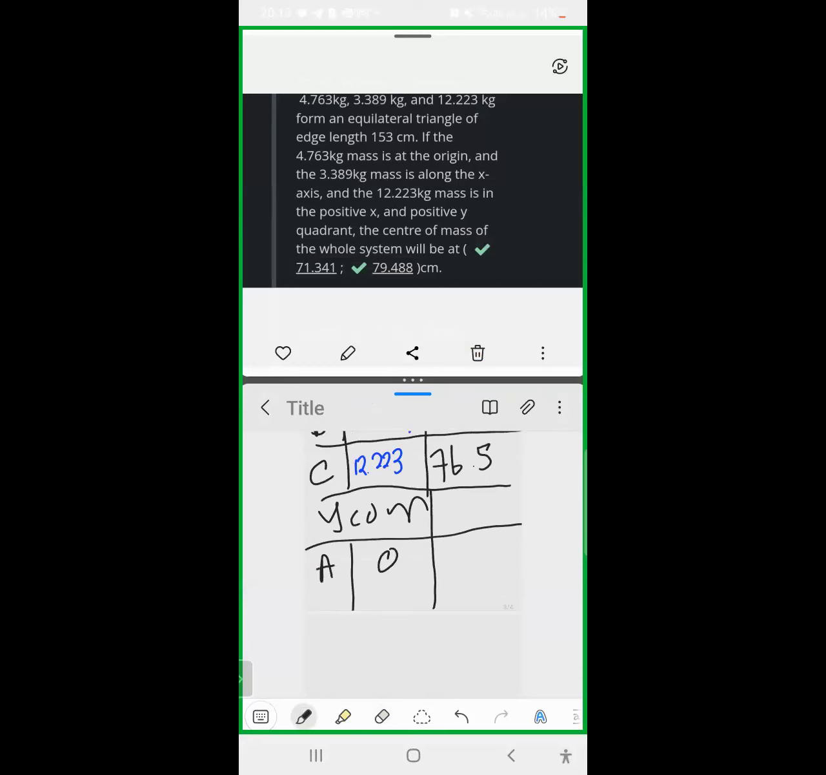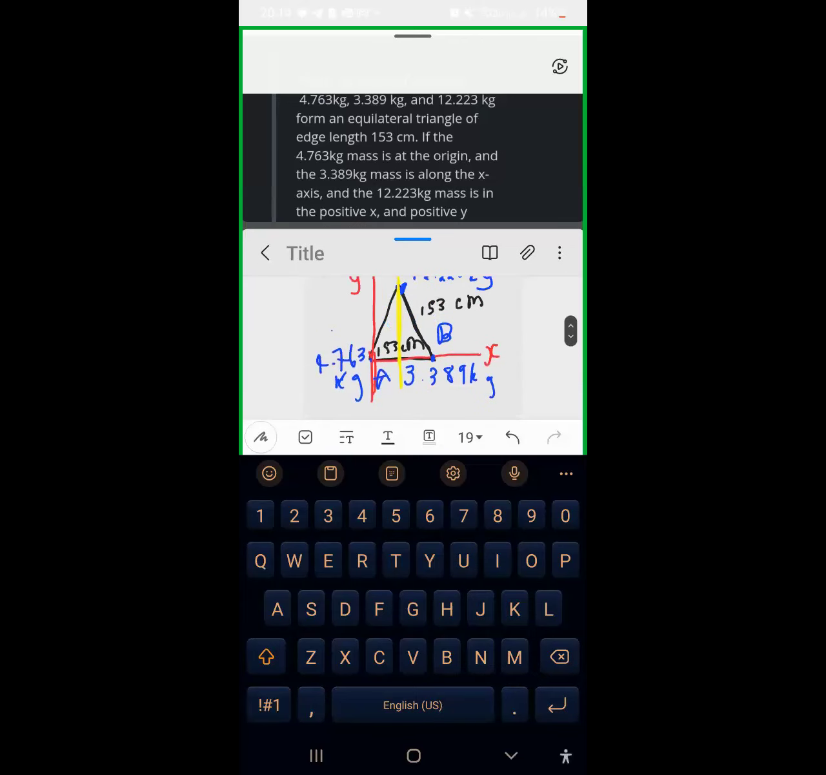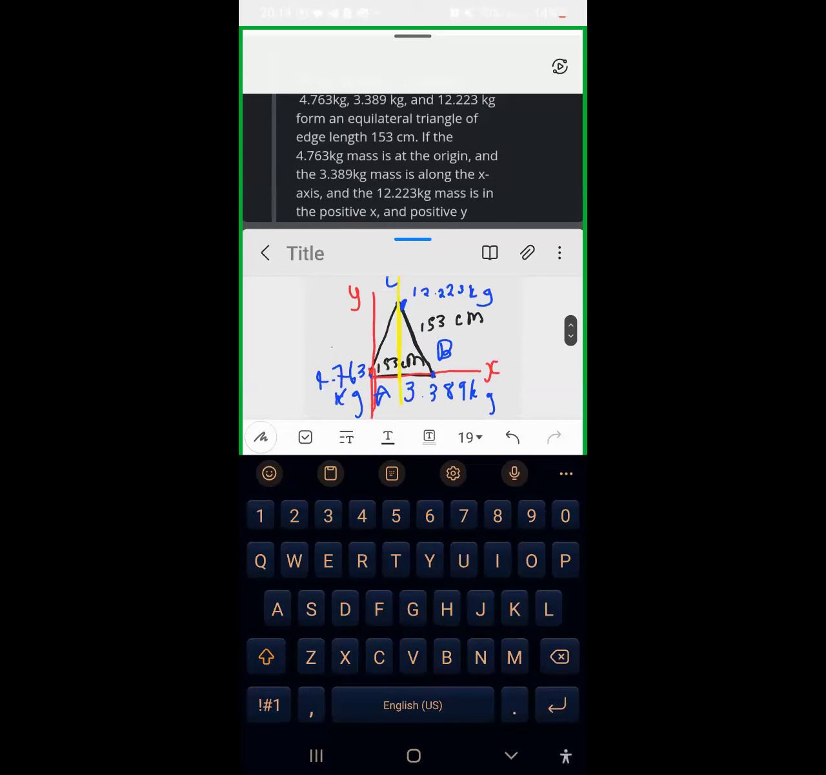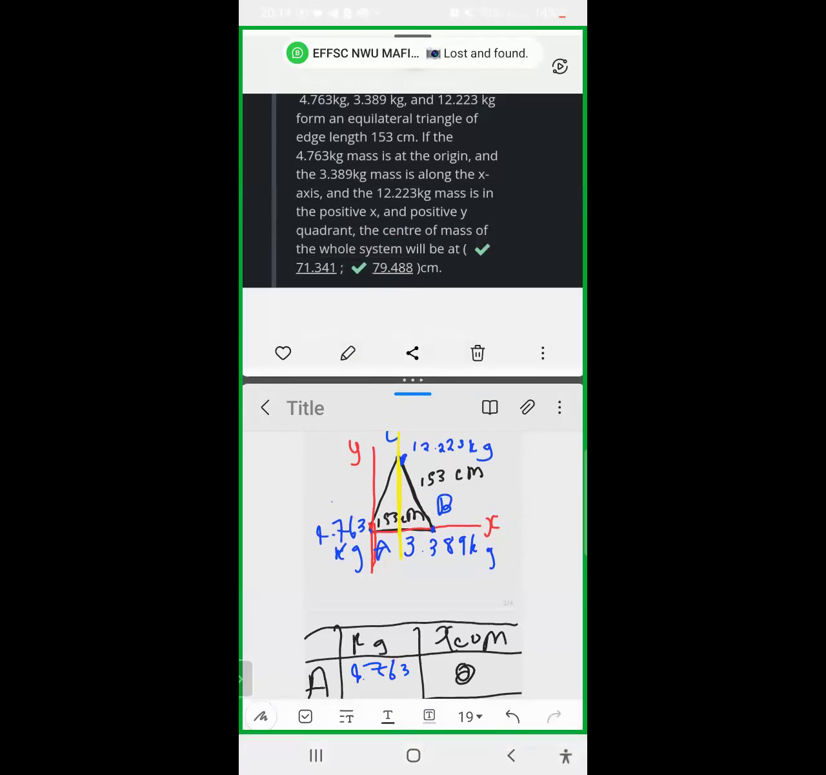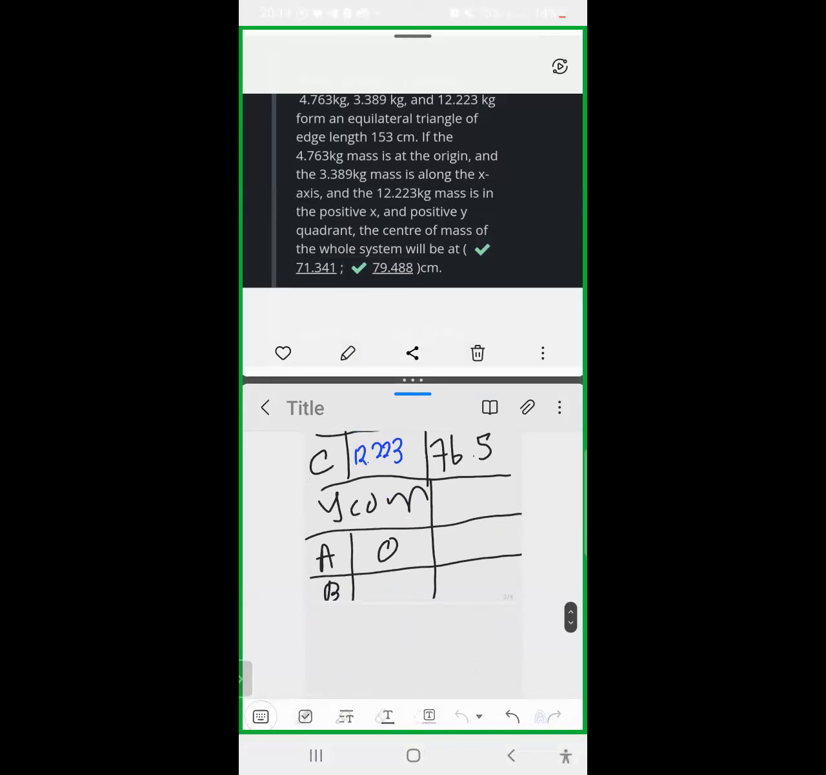And then this, I'll call it B. And for B, B as well didn't move any distance up or down. Therefore, it's exactly at the origin. It only moved along the x-axis. Therefore, its y coordinate of the center of mass will just be 0. And then now the last one, which is the C.